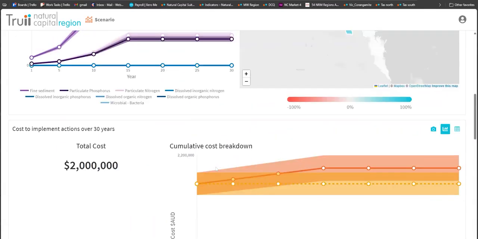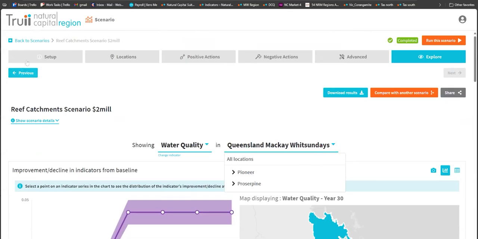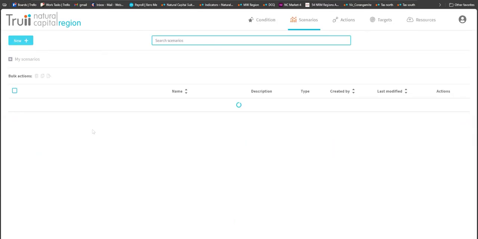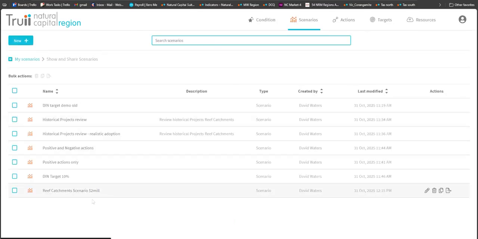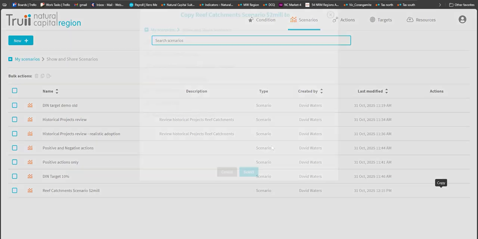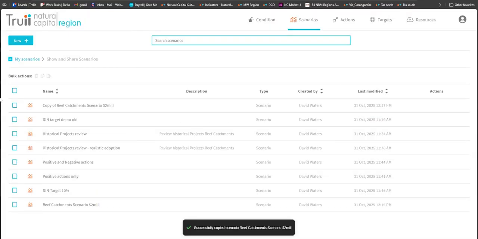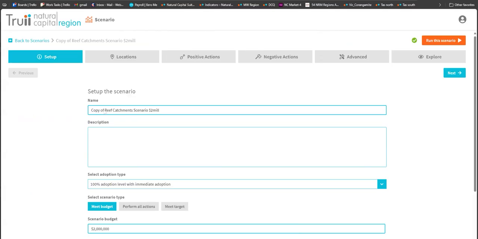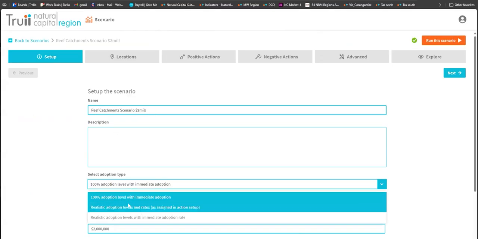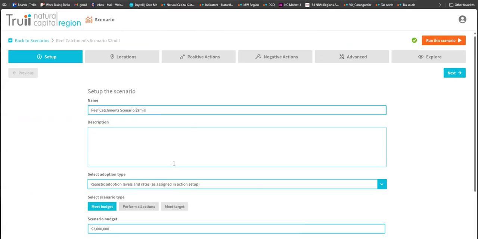Now, you may have noted back here that I assumed everyone will turn up on day 1. So in terms of adoption, it was 100% adoption. Let's go back and copy that scenario. We'll still keep it as a $2 million investment, but let's be realistic and say that we've got realistic adoption rates. So everyone's not going to turn up on day 1.